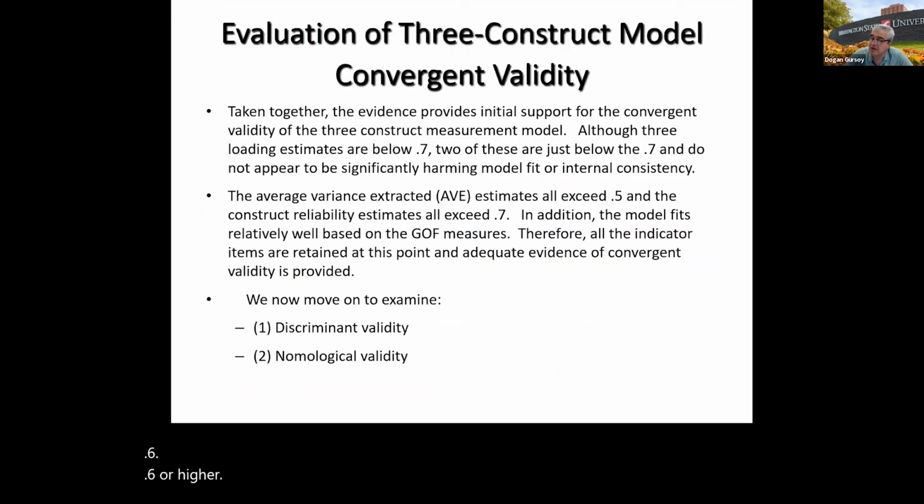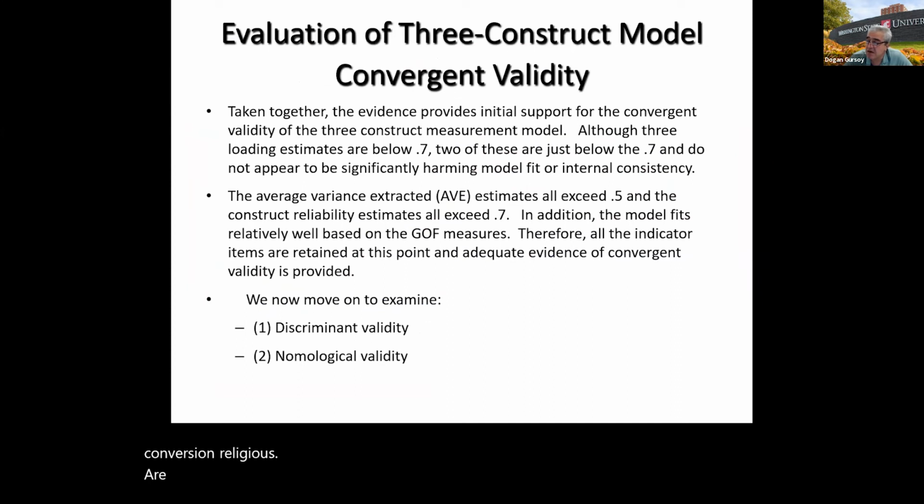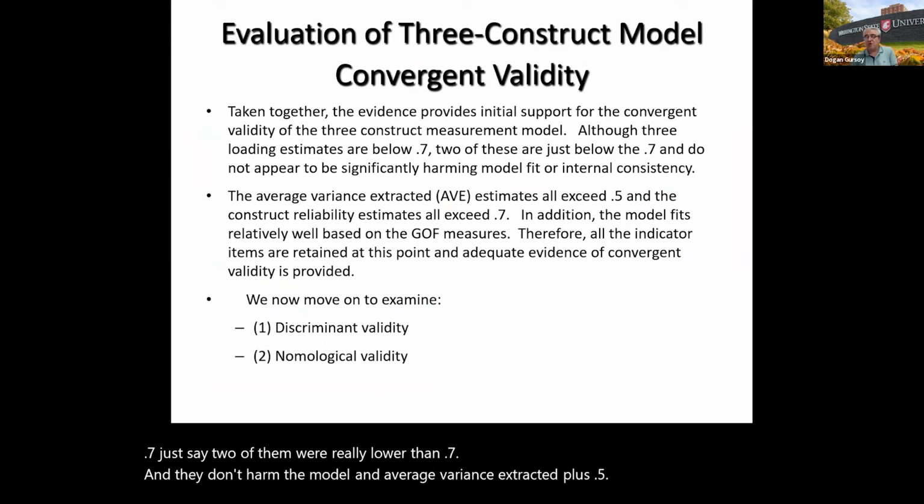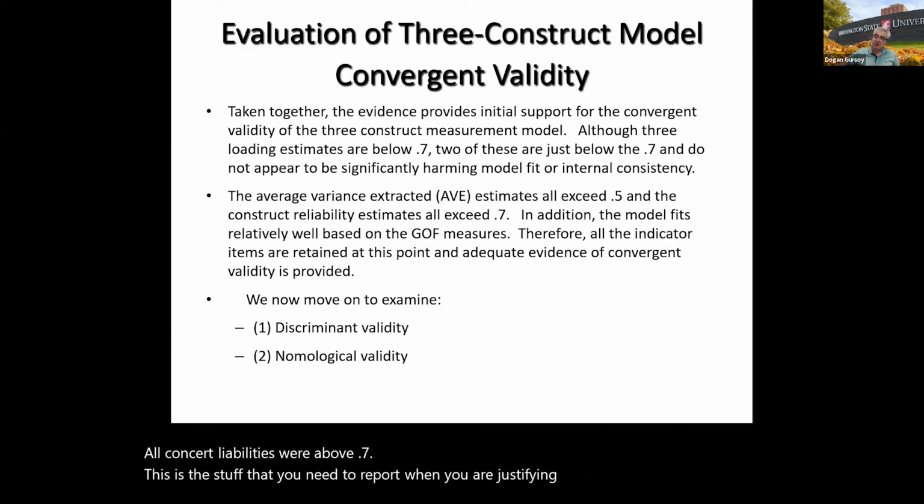And then, taken together, it looks like we have convergent validity, yes. Our loading estimates are above 0.7, just two of them were lower than 0.7, and they don't harm the model. And average variance extracted was above 0.5, and construct reliabilities were above 0.7. This is the stuff that you need to report when you are justifying your measurement model.